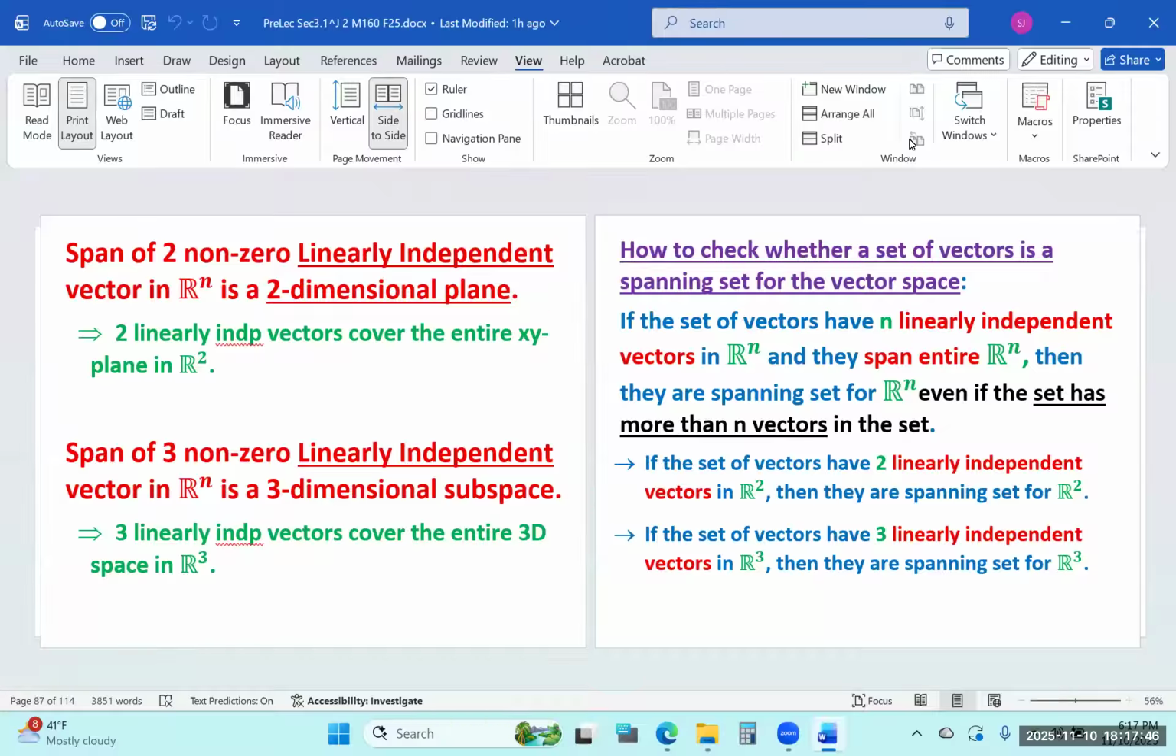If you have 2 linearly independent vectors in your R2, it is a spanning set. If you have 3 linearly independent vectors in R3, it's a spanning set. You may have more than that, but you have to have at least n many linearly independent vectors in your Rn space. So a spanning set requires independence and numbers. The m and n have to be the same. You can have more, it doesn't matter, but you have to have at least n many independent vectors in your Rn space.